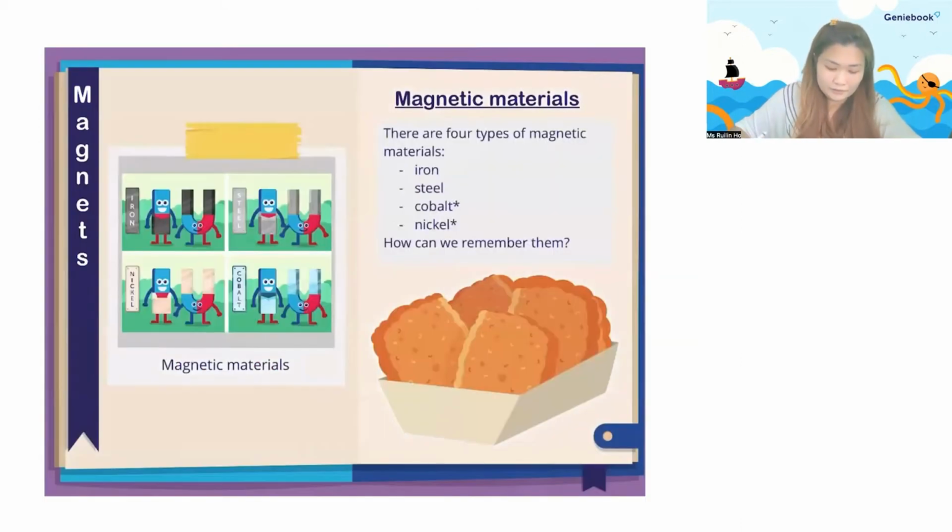Okay, so we're going to move on. There are 4 different types of magnetic materials. You have iron, steel, nickel, and cobalt, like what you have seen in the Pando animation earlier.